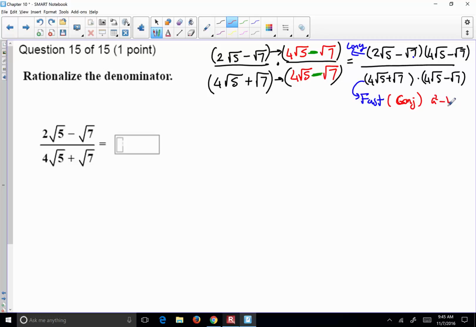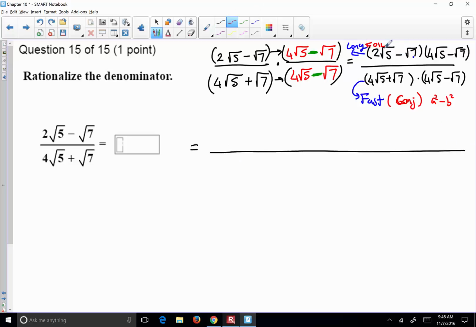I know the fast way: square of first, square of second. The top, most people think, oh, we just need to square these. No. This one requires FOILing, guys, because they are not the same pair. They are not conjugates. You need to FOIL: first, outside, inside, last terms. Do four multiplications. Okay? So the top is going to take a while.